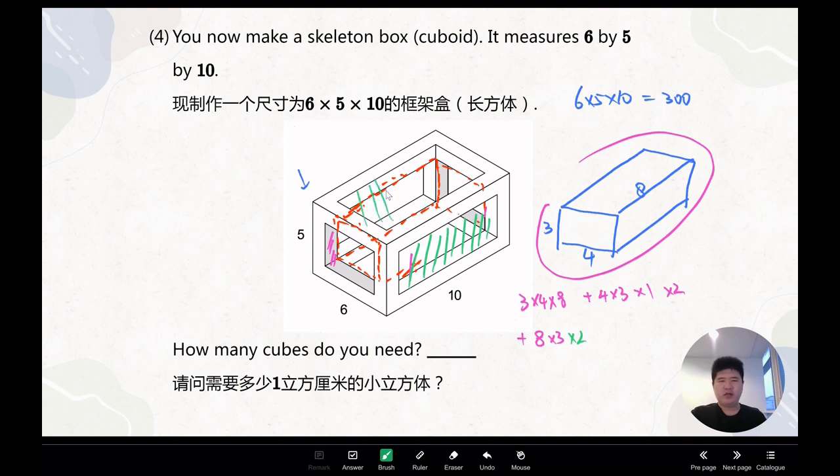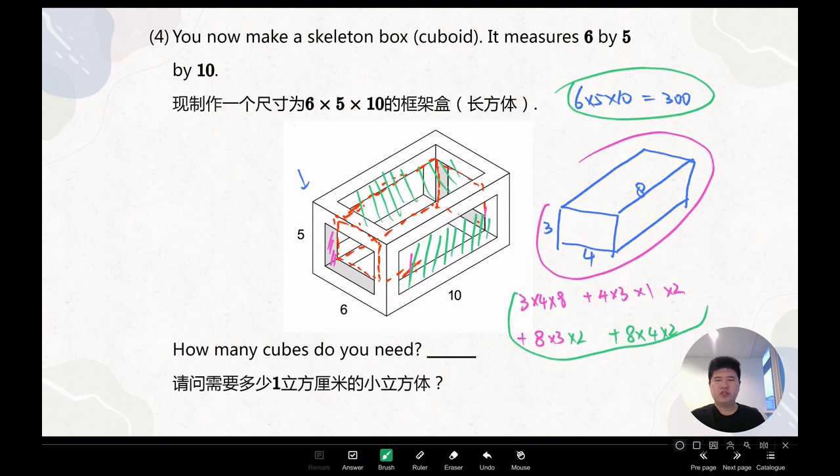So for this part here, it is 8 times 4. And we have 2 of them, with times by 2. So this is a part we have. This is the part we just erase. 下面这一部分是我们去掉的部分，上面的这一部分是我们原本的部分。We use 300 to minus the part below.